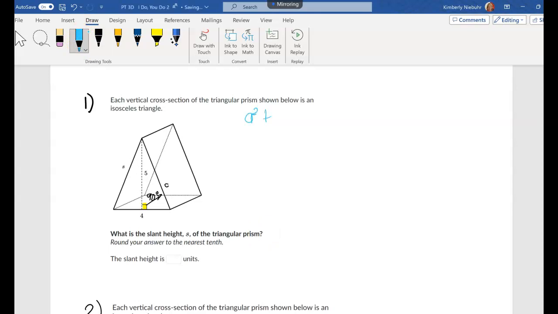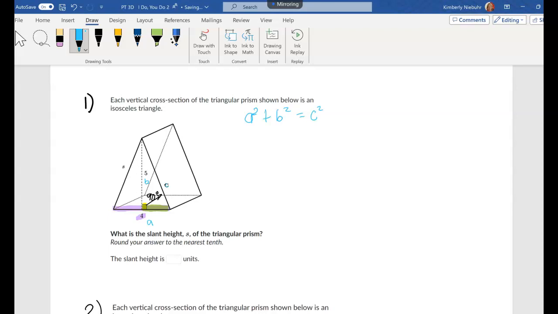A squared plus B squared equals C squared. We also need to take a look at the base. The whole length of the base is 4. We're taking half of it, this portion of it. So half of 4 is 2. We're going to call this side A. This is going to be side B. And this is side C, or S.